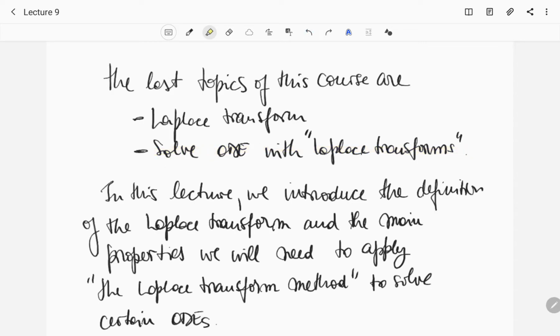Okay, so let's start. As usual, we will give the definition of this new element, the Laplace transform, and then we are going to see some properties of this new object, and then we will have the method of the Laplace transform to solve some ordinary differential equations. Okay, so let's start with the definition.